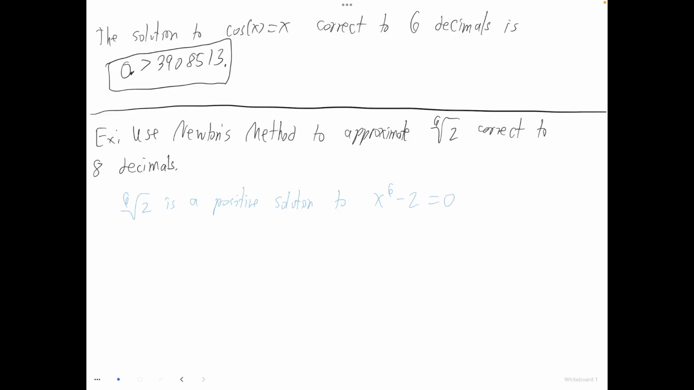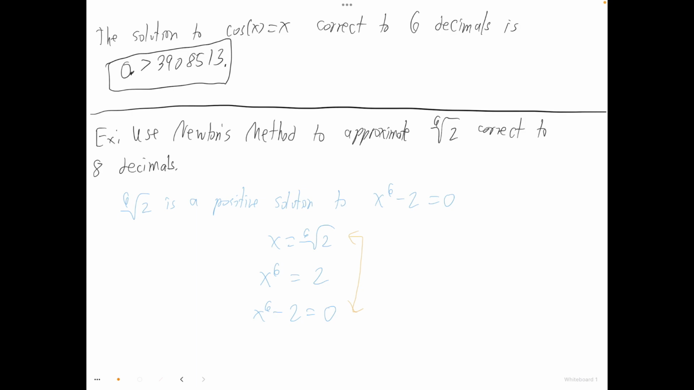The way you see this is we set x equal to the sixth root of 2, but raise both sides to the sixth power, so we get x to the sixth equals 2, and then x to the sixth minus 2 equals 0. And so we're literally just setting x equal to the thing we care about, and then rearranging it to get 0 on one side. And so that's how we get the equation that we want to work with.